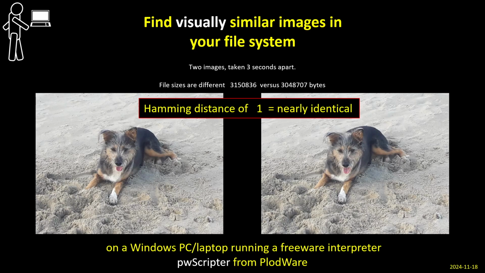In this video we're going to be looking at a little application that I wrote that helps identify how similar two images are. In this particular example on the screen at the moment we've got pictures of Emma the dog. They're taken 3 seconds apart, they're different file sizes, and they have a similarity score of 1. A score of 0 would be identical.